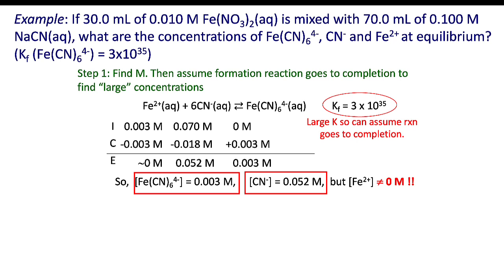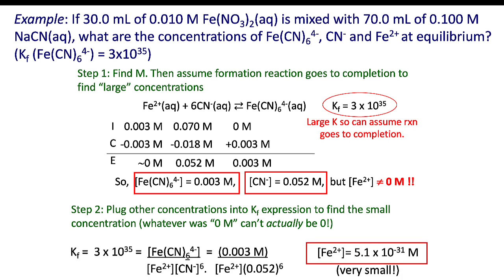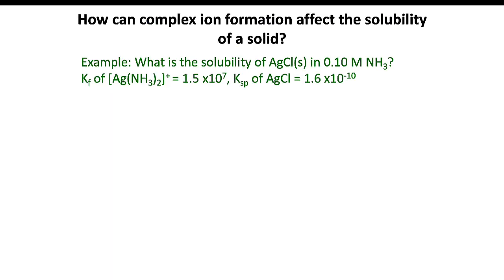But note that because this is equilibrium, the iron 2 can't be truly equal to 0. And so while we've sort of assumed this pseudo-zero for it for now, note that the K expression still has to hold, right? And while these are the equilibrium concentrations for the other two species, we don't yet know the iron. We just plug them back in and we obtain the iron 2 concentration, which we see is extremely, extremely small, yet still we do need to have a non-zero concentration for Kf to be true. Otherwise, 0 in the denominator, it would be infinity.